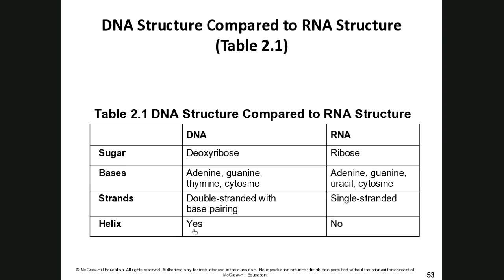And if it forms a helix, yes, it does in DNA. Nope, it doesn't do that in RNA. So RNA is really meant to be a messenger between the DNA and how the proteins are made. The DNA instructs exactly what proteins should be made, and it's the RNA that takes that message out to ensure that those proteins are made according to the instructions of the DNA.